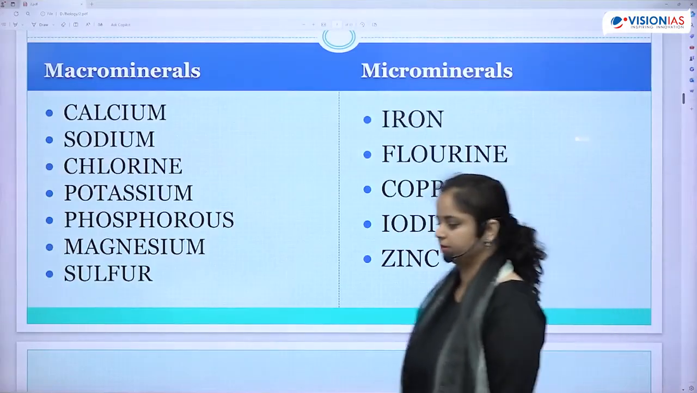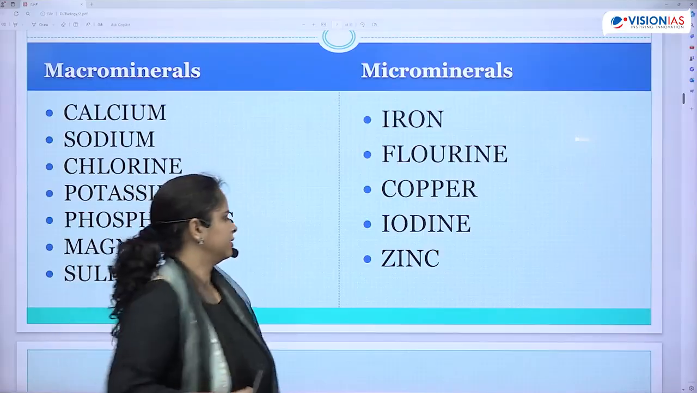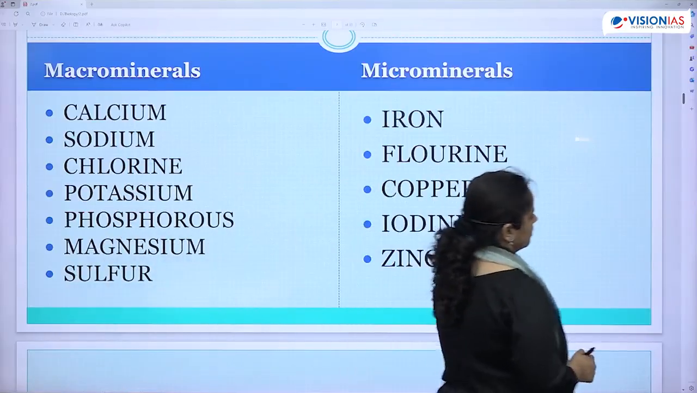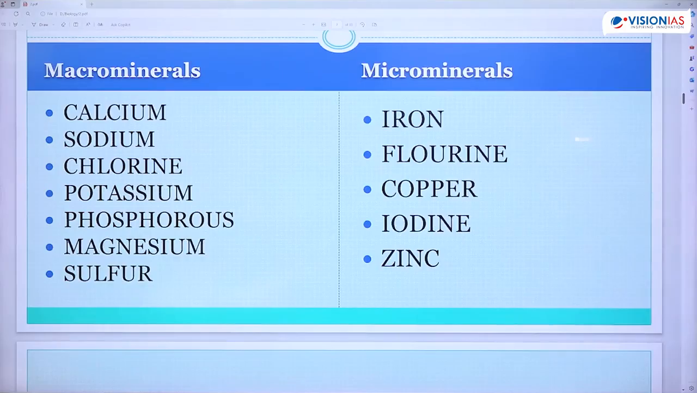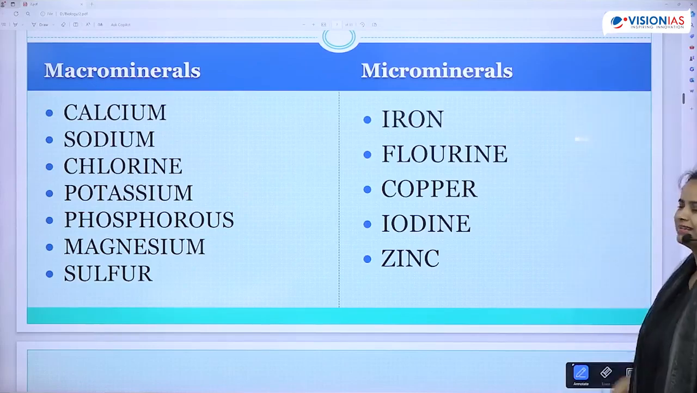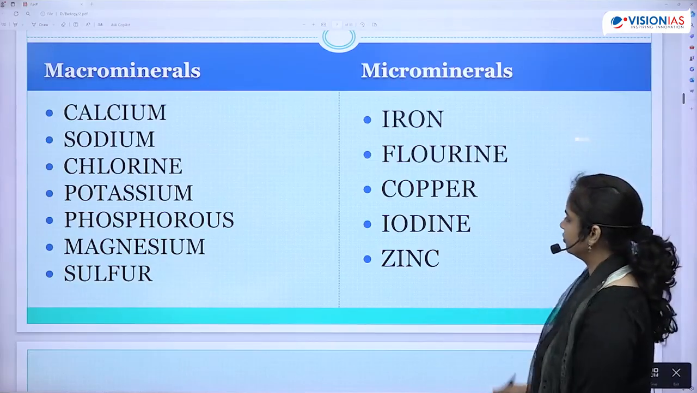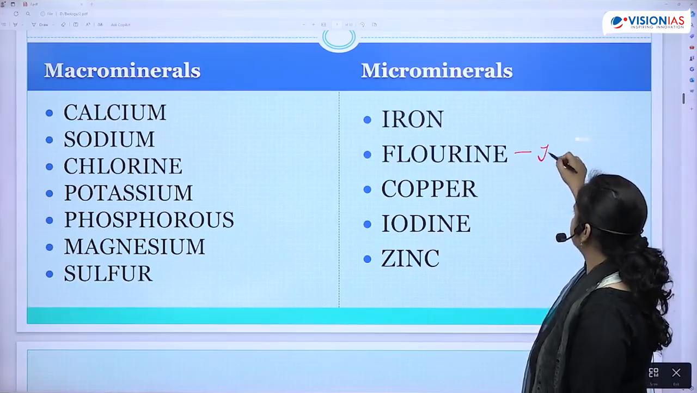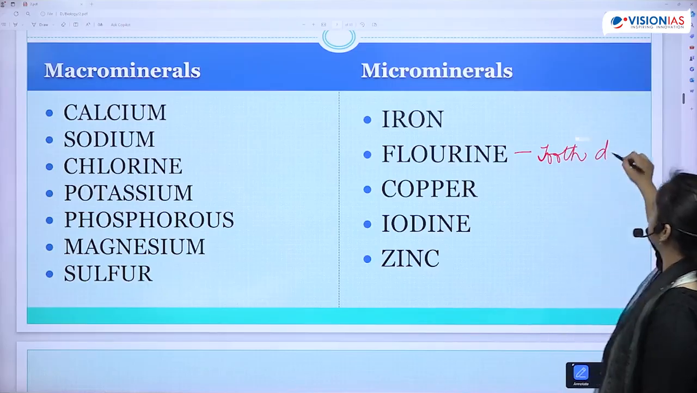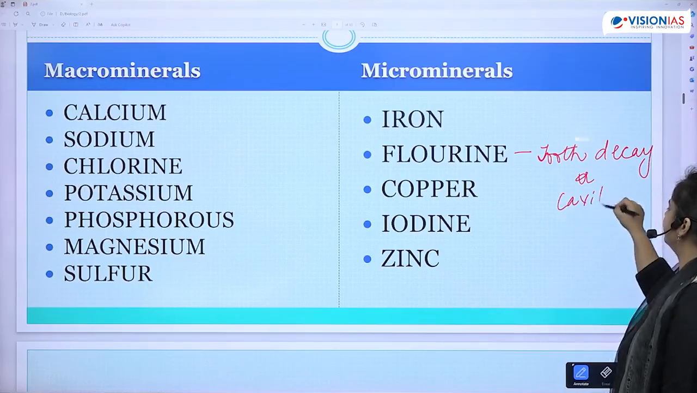Next one, fluorine. Next mineral is fluorine. Sources of fluorine are drinking water, and what fluorine does is it protects our teeth. If fluorine is less, our teeth are going to be easily damaged, easily decayed. So its deficiency leads to tooth decay or what we call cavities.